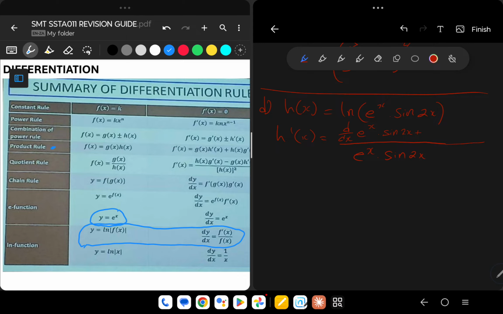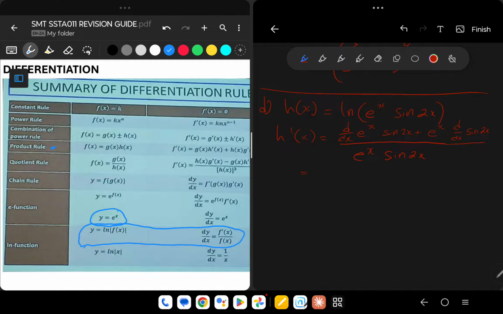e to the power of x, and multiply it with the d/dx of sine 2x. So that's what you need to do.